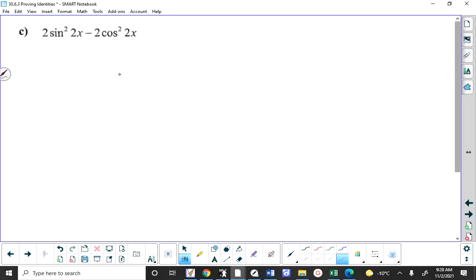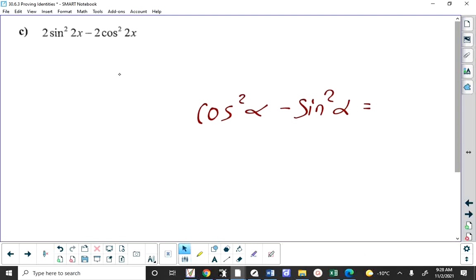The cosine double angle identity, one of them anyway, is cos squared of alpha minus sine squared of alpha is equal to cosine of 2 alpha. And I had this conversation with somebody near the end of class. I don't remember who it was on Thursday. But what's important here is that the two trigonometric squares that are being subtracted have an argument that's an angle that's half of the angle on the single cosine.